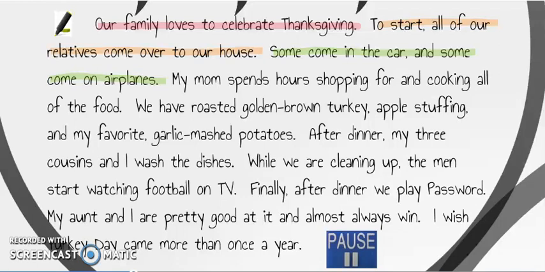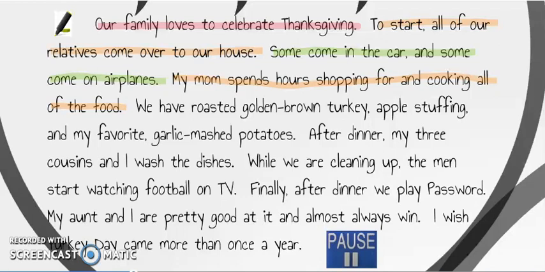If it's more about how the relatives come over to the house, then it needs to be in green because it's still elaborating. So let's read it. My mom spends hours shopping for and cooking all of the food. Well, that sounds like a different supporting detail sentence, so we're going to highlight that in orange. We're no longer talking about how the relatives come over.